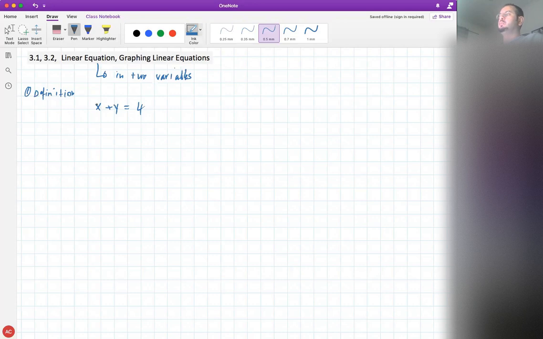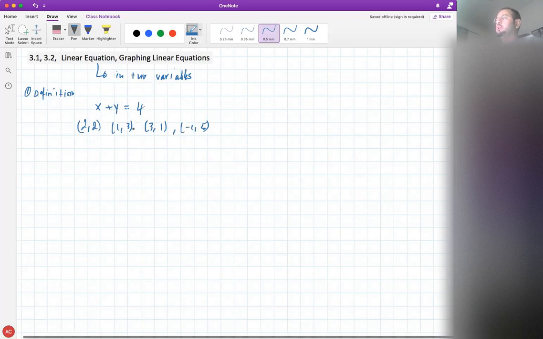For example, what would be a pair of x and y that would make this a solution to the equation? 2 and 2. That's a possible solution. Or what other? 1 and 3. 3 and 1. Of course, you can throw in a negative on the positive, for example, -1 and 5. So this could have many solutions in the form of pairs. We have literally infinitely many solutions.